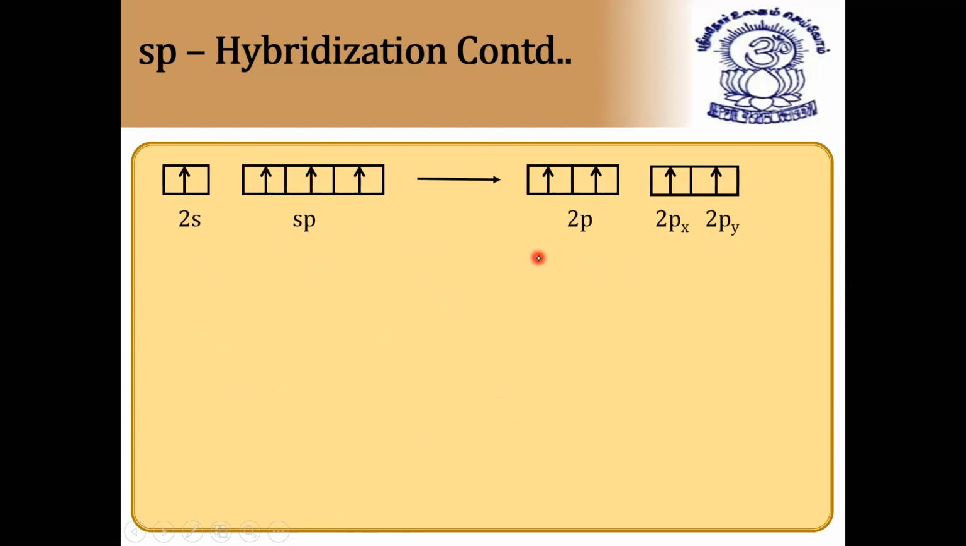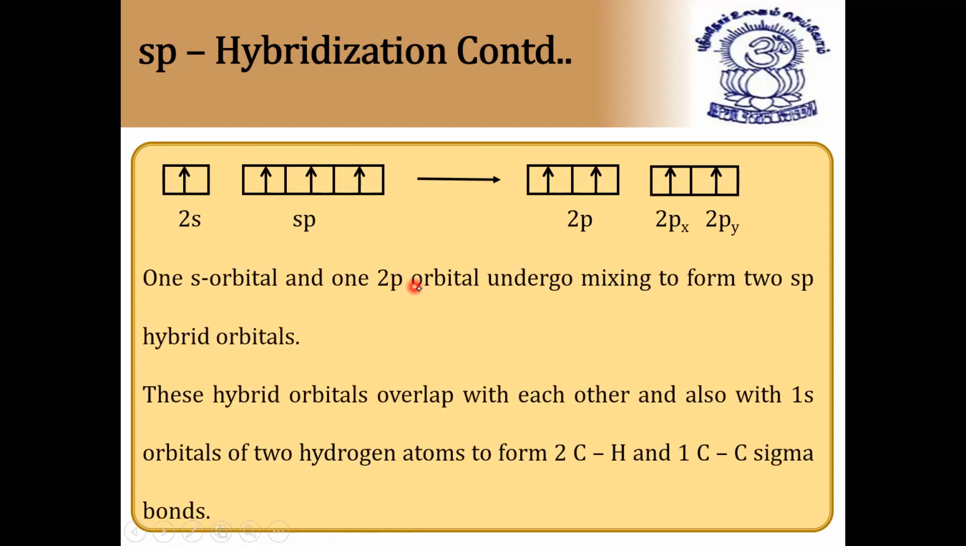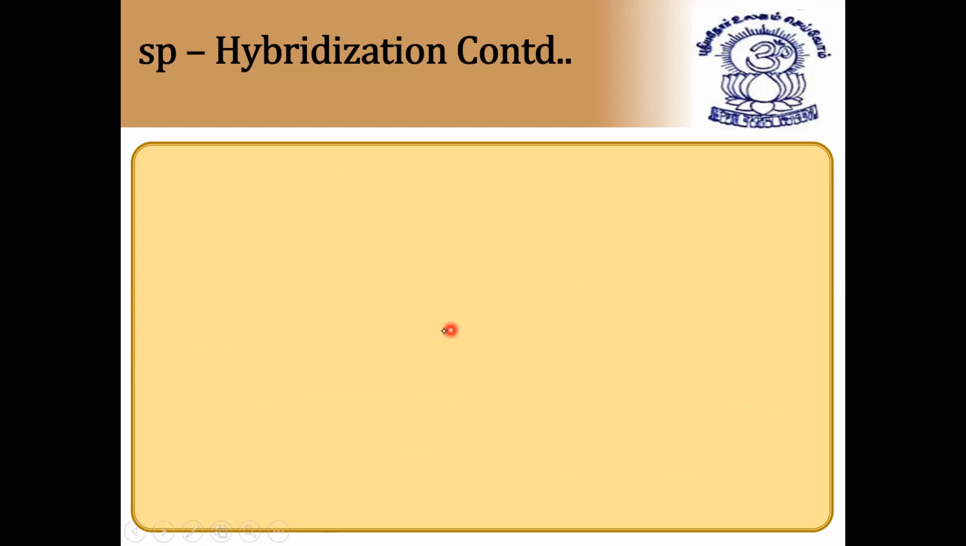So due to this, what happens? One s orbital and one 2p orbital undergo mixing to form two sp hybrid orbitals. These hybrid orbitals overlap with each other and also with the s orbital of two hydrogen atoms to form two C-H sigma bonds and one C-C sigma bond. So the shape is linear.